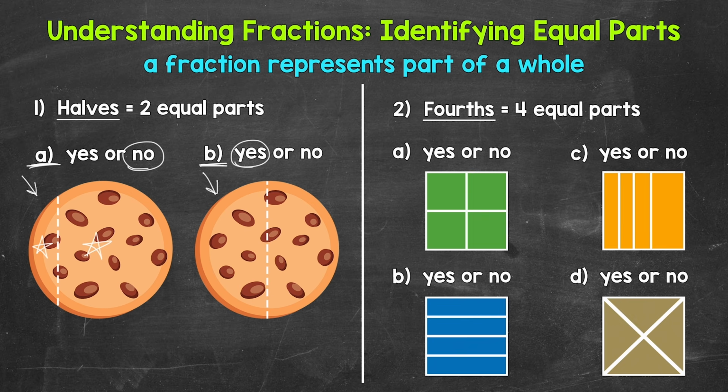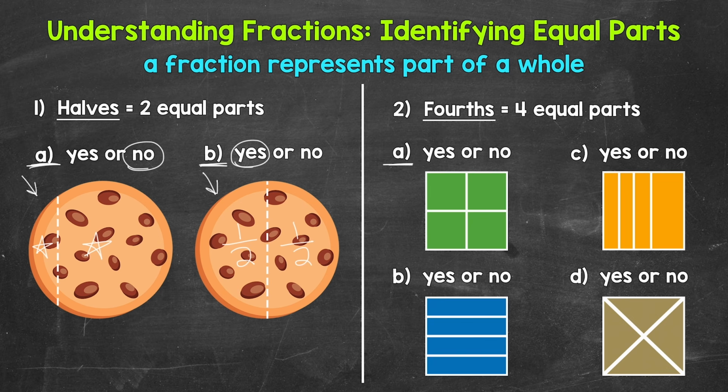This would be a fair split. Each part here is one half of the whole cookie, and those two halves make the whole. So keep in mind, when working with fractions, we need equal parts, so parts that are the same size. Let's move on to number 2, where we are going to look at fourths. So fourths means we have four equal parts.